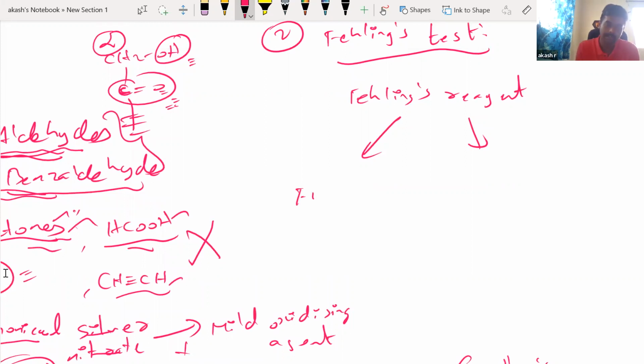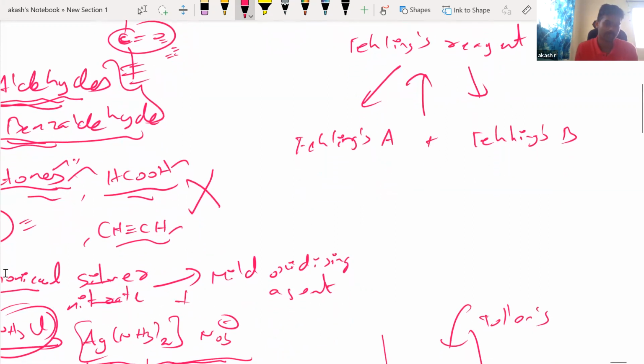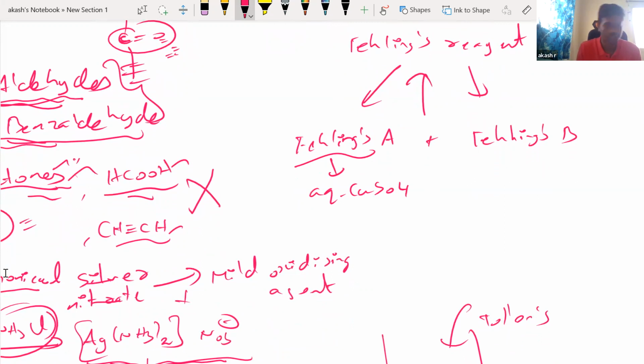You have to mix something called Fehling's A with something called Fehling's B. You have to add them both, and that gives you the entire Fehling's reagent. What is Fehling's A? What is Fehling's B? Fehling's A is simple. It is aqueous copper sulfate solution. I know this is going to be blue in color. So I will take water, add copper sulfate, dissolve it. That's it, done. Your Fehling's A is done.